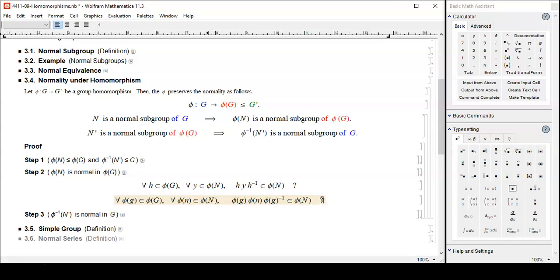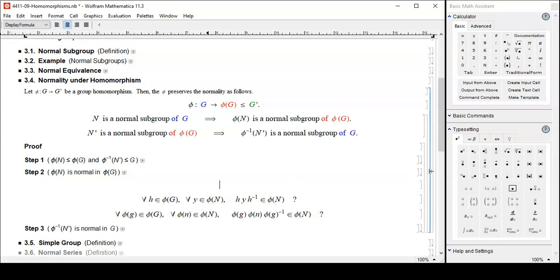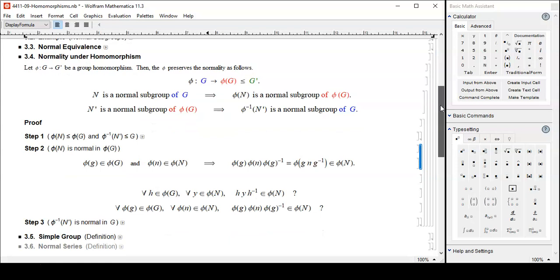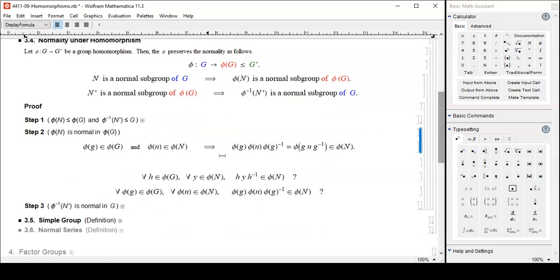Is there something you can do? You can use the property of the homomorphism to slip this inverse inside and put everything together, and you have phi of g n g inverse. Does it make sense? Indeed, here's the proof. So phi of g, phi of n, and then the conjugation, we can put everything inside, and g n g inverse belongs to capital N because N is normal.